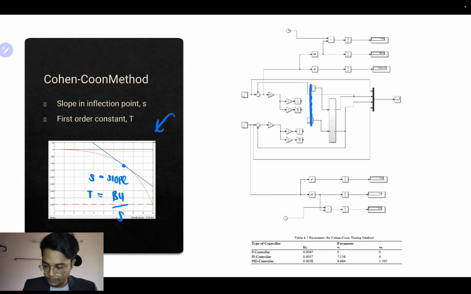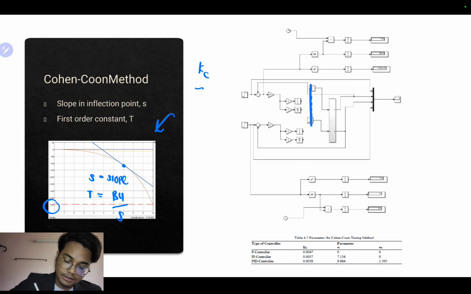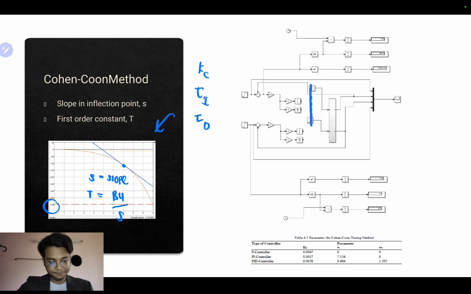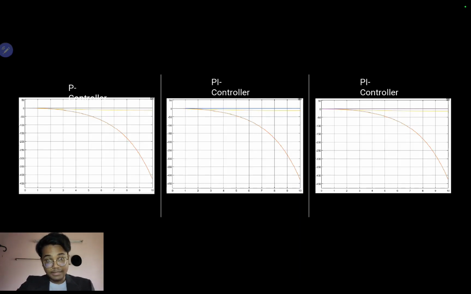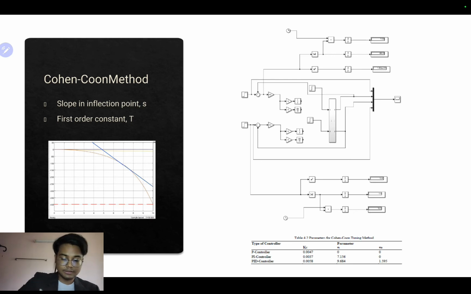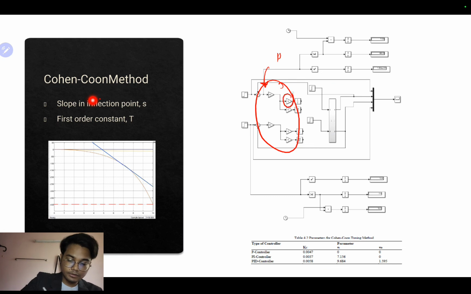Bu is negative 400. Once we have obtained all the parameters given, like in the Ziegler-Nichols method, we can obtain Kc, tau I, and tau D based on the formula for the Cohen-Coon method. You can refer to the table. After we get each of the controller values, we insert them back into our Simulink here. So this will be our P value, this is the I value, and this is the D value.